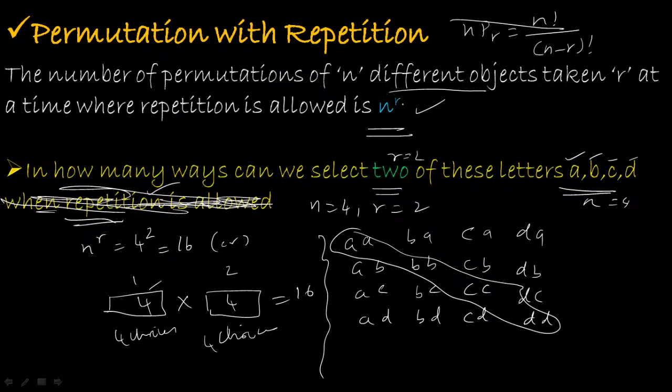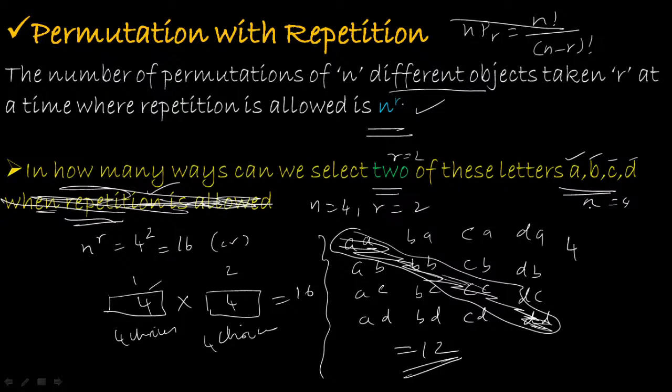If you understand the previous concept clearly, definitely you will give your answer within a second. Am I right? If repetition is not allowed, definitely we don't have these pairs AA, BB, CC, DD. The remaining is we have only 12 possibilities. Am I right? Or by making use of the formula, what is your answer?